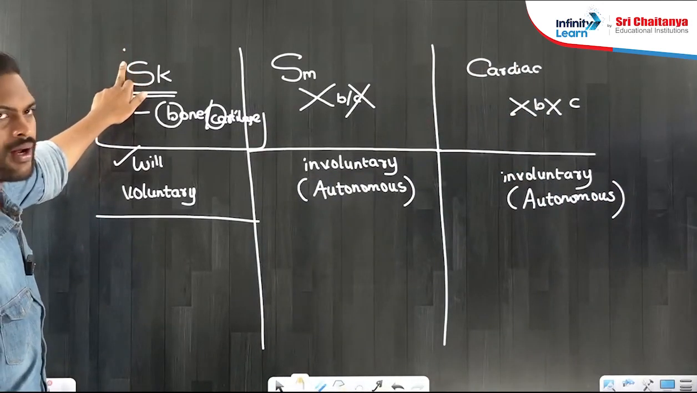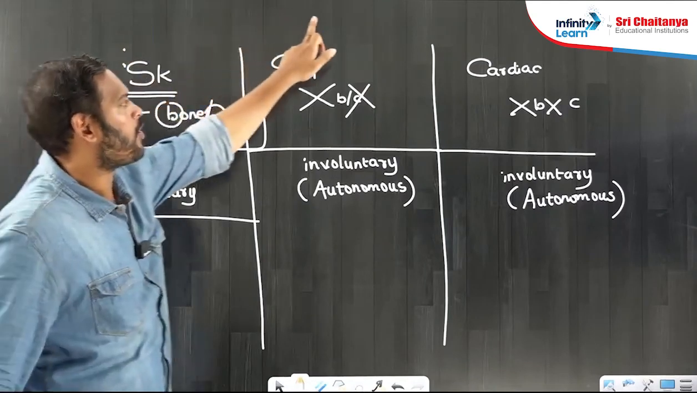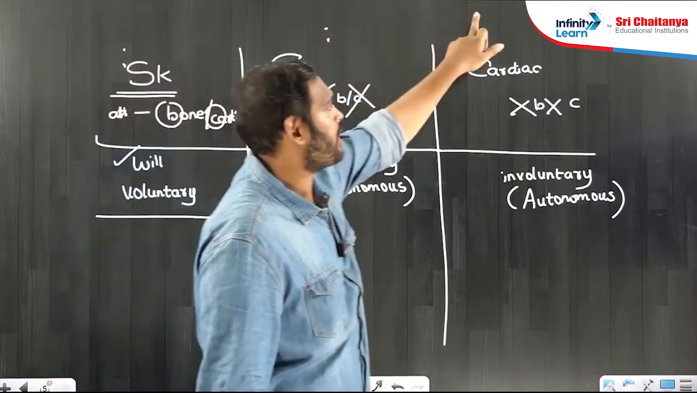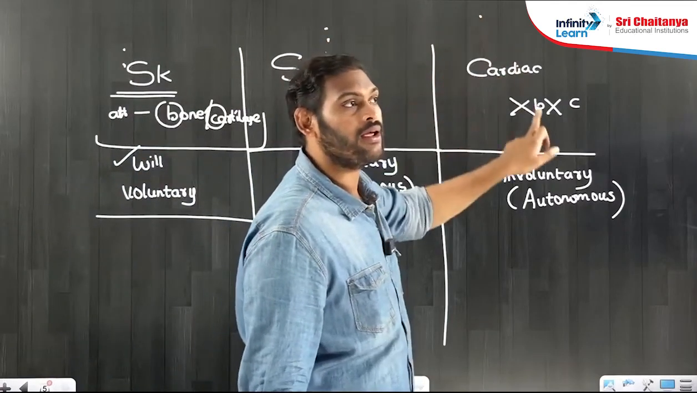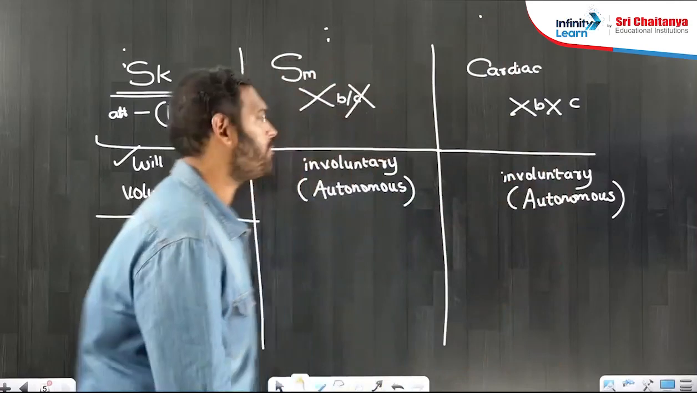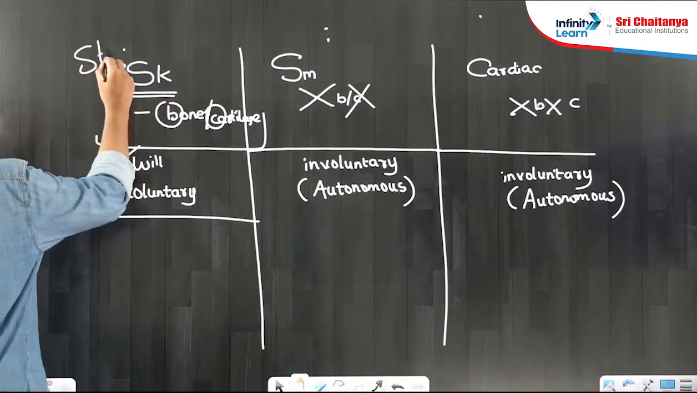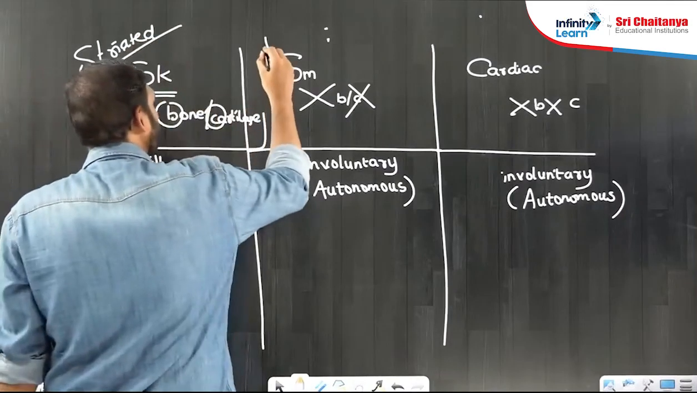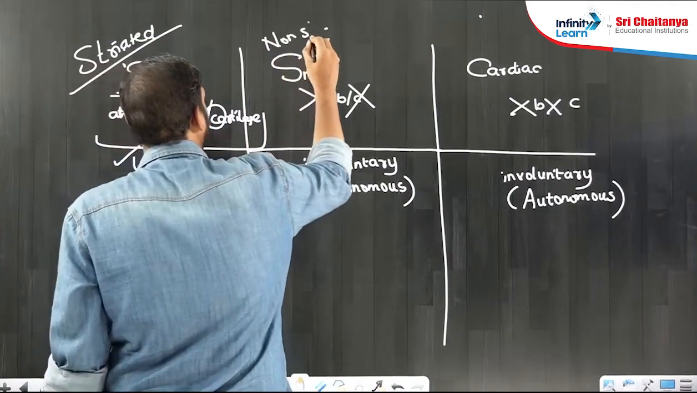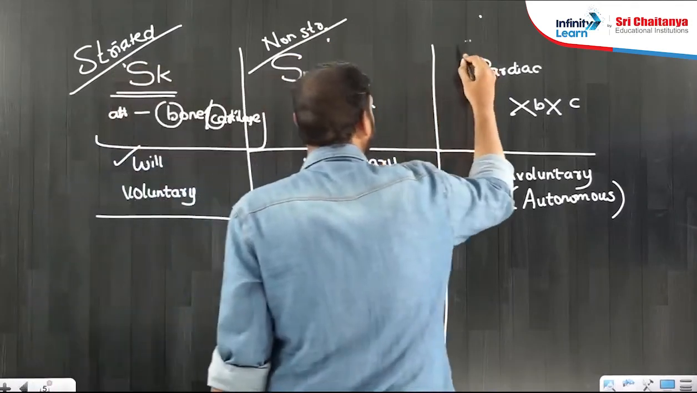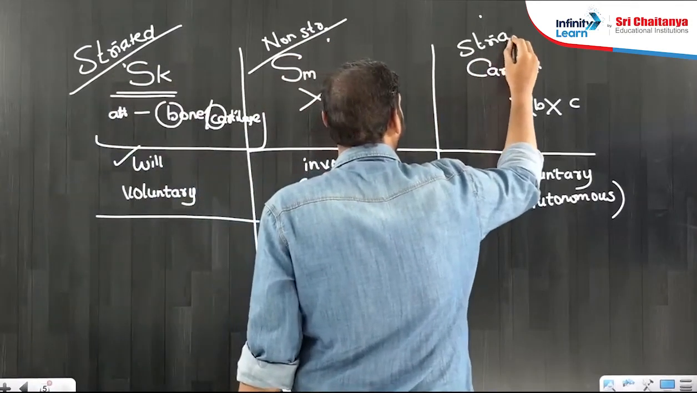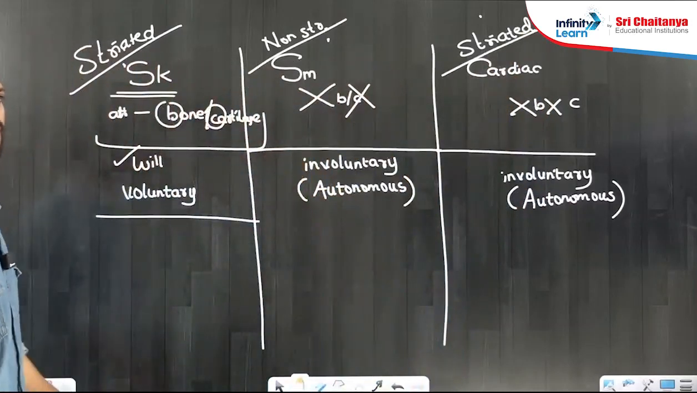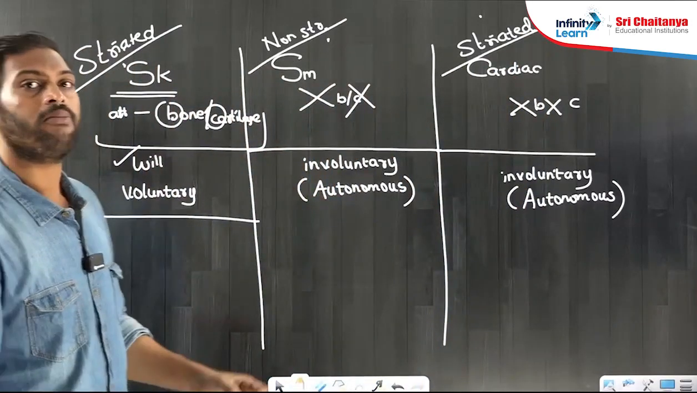Striated, voluntary. Non-striated, involuntary. Striated but involuntary, isn't it? This is striated, this is non-striated, and this is also striated. Done? Now we can frame three questions here.